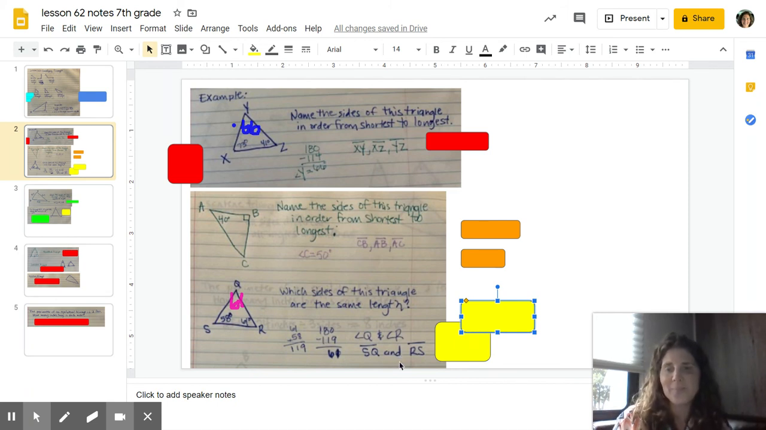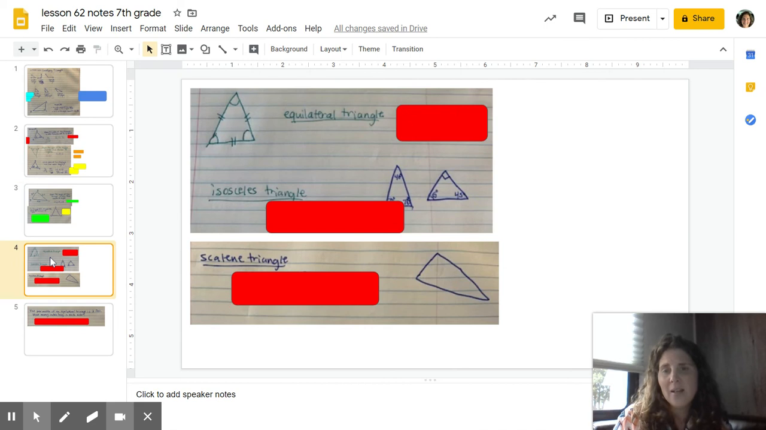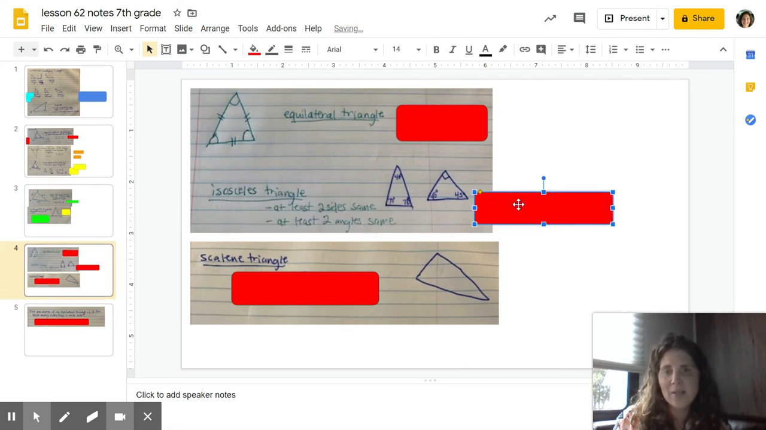Very good. Okay, so if they have two angles that are the exact same, which also means they have two sides that are the exact same, they're called isosceles triangles. Okay, so two sides or two angles the exact same. Okay, an equilateral triangle, I think you guys are very familiar with that, is all the sides the same and all the angles are the exact same.